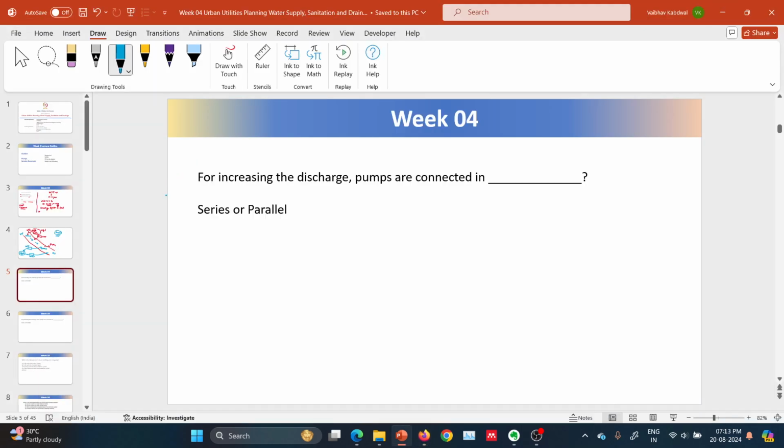So this is the first question. For increasing the discharge, pumps are connected in series or parallel? Can you text what is the answer?